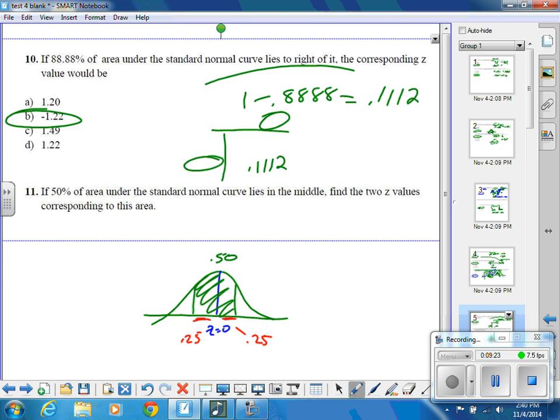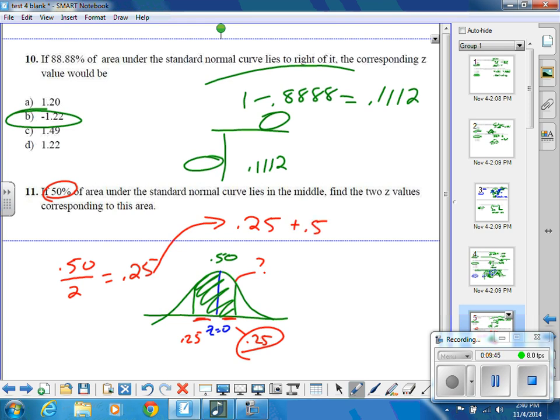Oh, what z goes with this? I need to find this z. What is it? So what you need to do is take whatever they tell you, the 50% or 40%, 80%, whatever, and divide it by 2. It's going to give me 0.25. I'm going to take this number and I'm going to add it to 0.5 every single time. This gives me 0.75. I need to find the z-value.